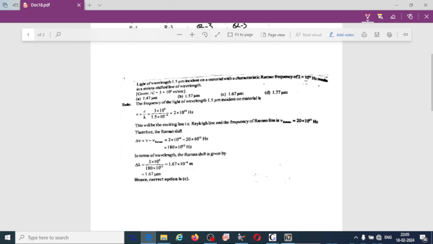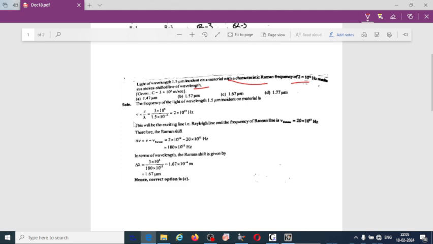So next question is light of wavelength 1.5 micrometer incident on a material with characteristic Raman frequency 2 into 10 to the power 2 Hertz results in a Stokes shifted line of wavelength. So here we need to find out the shift in wavelength. They have given light of wavelength 1.5 micrometer, which is incident on a material with Raman frequency 2 into 10 to the power 2 Hertz.